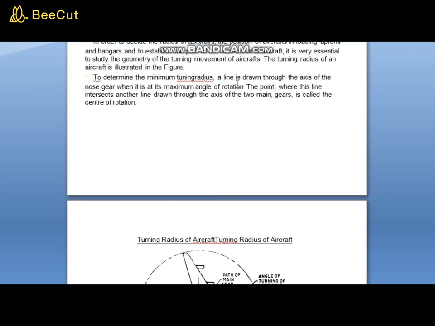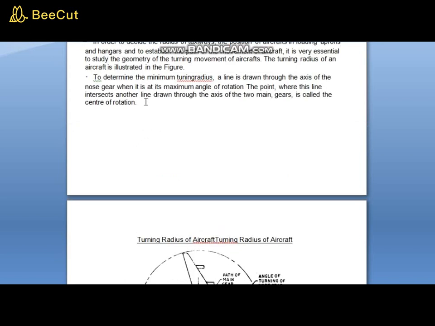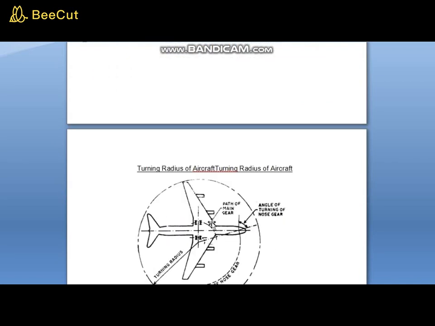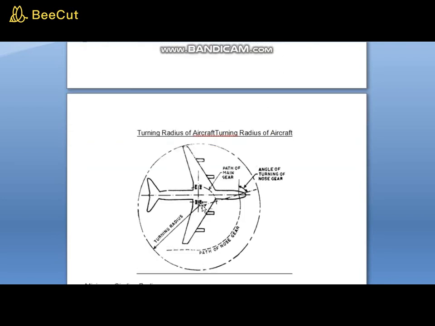To determine the minimum turning radius, a line is drawn to the axis of nose gear. See, this is nothing but axis of nose gear. When it is at maximum angle of rotation, the point where this line intersects another line drawn to the axis of two main gears, these are nothing but two main gears, is called center of rotation. This point is nothing but center of rotation. Not this point, this is the point of center of rotation.